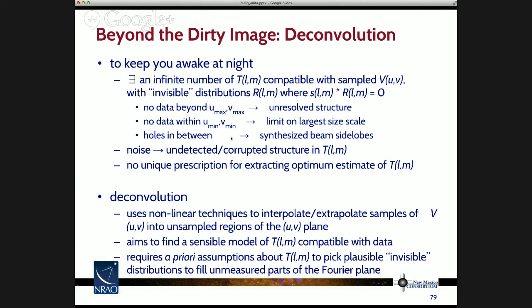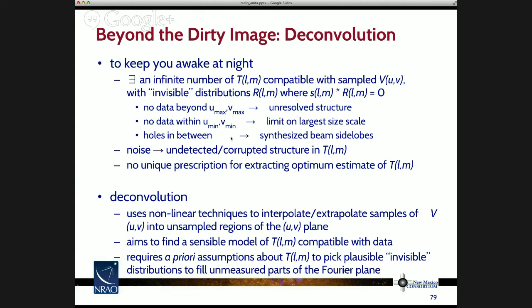There are different regimes that are easy to think about, I think. So one is there's no data beyond some certain maximum U and V that you've sampled. So that means there's structure in your source potentially that you have not resolved. And I think we're all familiar with that. You have so much resolution and there might be some structure below your resolution, and if you live with that, that's okay. There's another aspect which is less familiar.